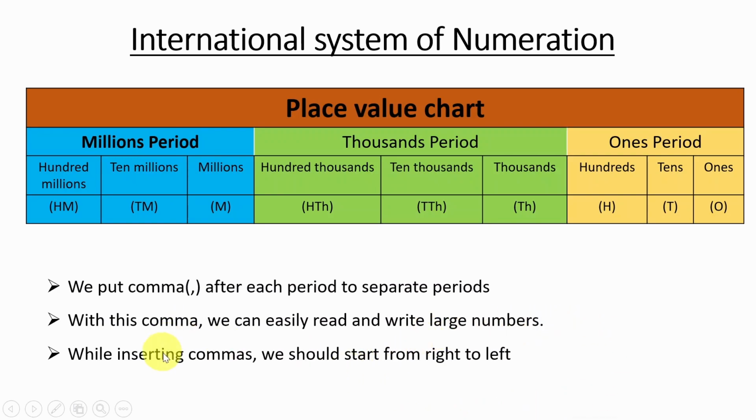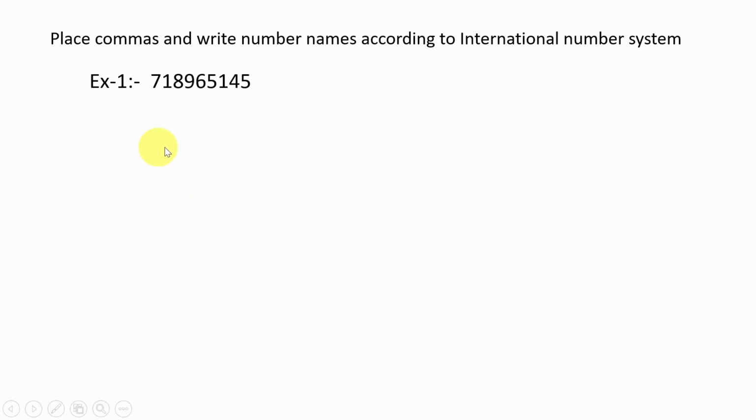Here also we follow the same rules that we have followed in Indian number system. Same, we put comma after each period to separate periods. With this comma we can easily read and write large numbers. While inserting commas we should start from right to left. Here I am going to explain how to place commas and write number names according to International Number System.